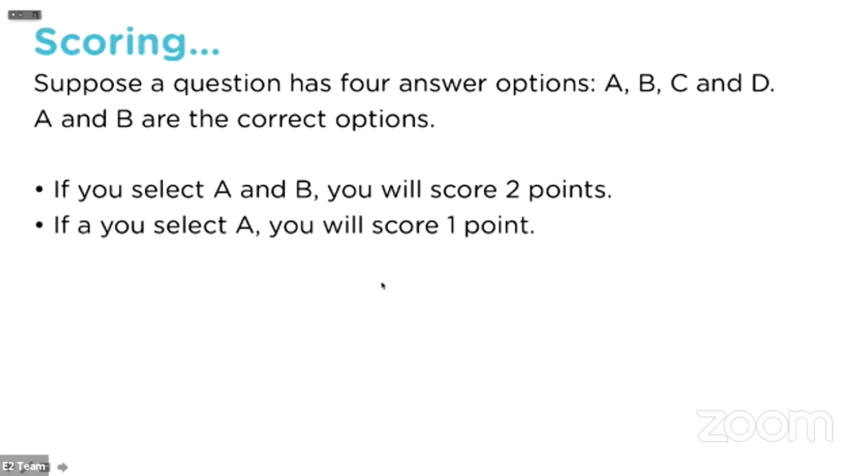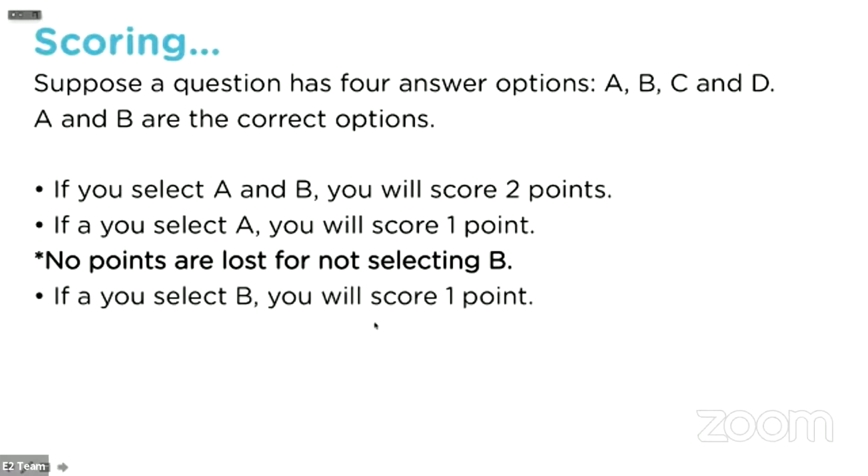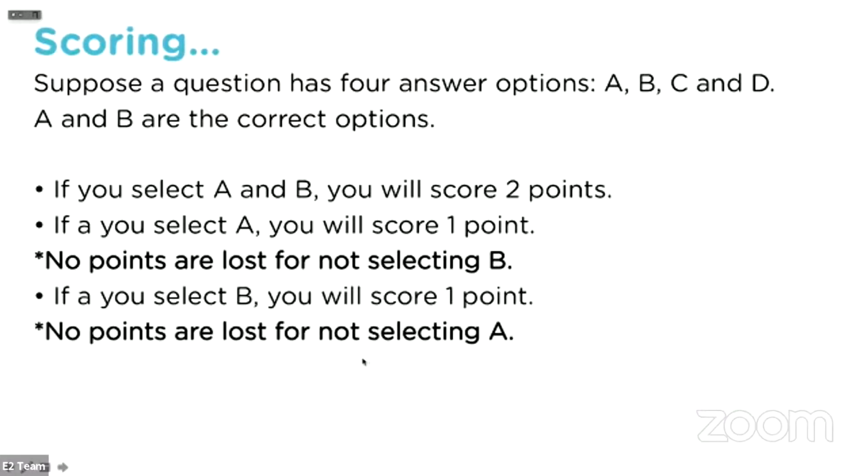If you select A, you'll get 1 point, or you'll get 50%, which is still pretty good. And no points are lost for not selecting B. So you can just choose one answer, that's fine. If you select B, you will score 1 point or 50%, and you won't lose any points for not selecting A. That's fine. You can be cautious, in other words.